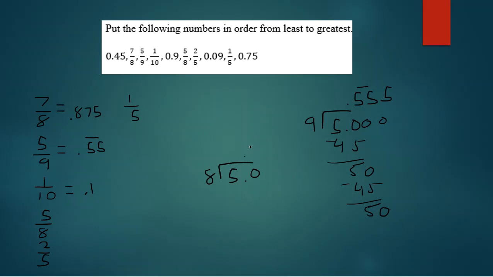8 goes into 5. 6 times. 8 goes into 20 twice. Okay, so 0.625.